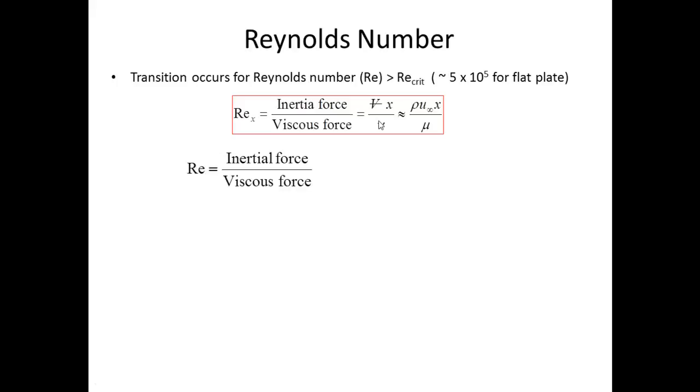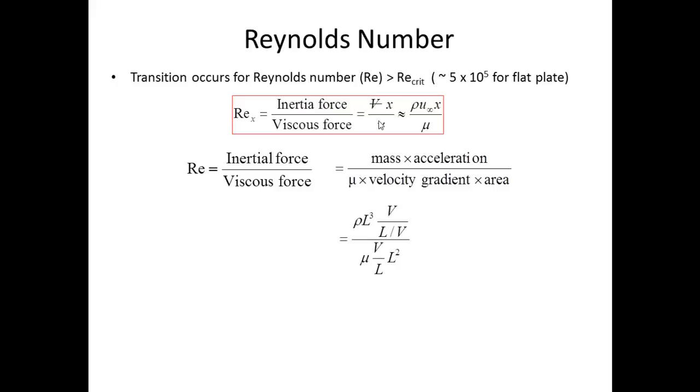We can derive this expression of Reynolds number as given here. It is the ratio of the inertial force to the viscous force. The inertial force is expressed as a product of mass and acceleration, whereas viscous force we can describe as a product of viscosity, velocity gradient, and area. Using the symbol L to represent all the length dimensions, we can describe the mass as a product of density and volume, so that becomes rho into L cube. Acceleration is velocity divided by time, so velocity divided by L by V. L by V is indicating time.